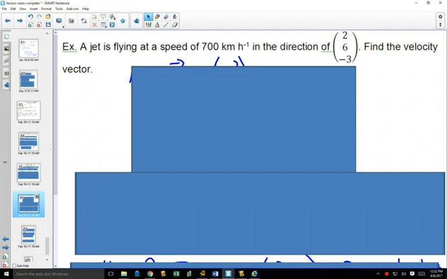Now, we can move into 3 dimensions. This is where, like flying in the air, often you're going to be using 3 dimensions. A person running along the ground is often using 2 dimensions because it's kind of flat. But for an airplane, you'll often need to use a 3-dimensional vector to describe it. So we've got a jet flying at a speed of 700 kilometers per hour in the direction of 2, 6, negative 3. We want to find the velocity vector.